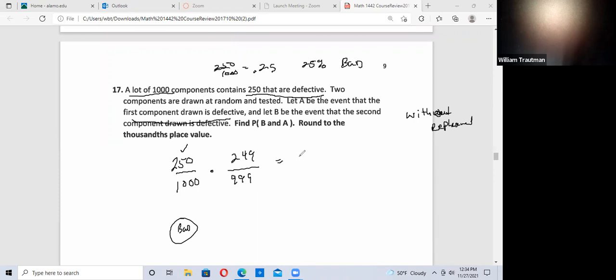And the answer I get on my calculator is 0.0623, rounded to the thousandths place. So there's my answer. 0.062.